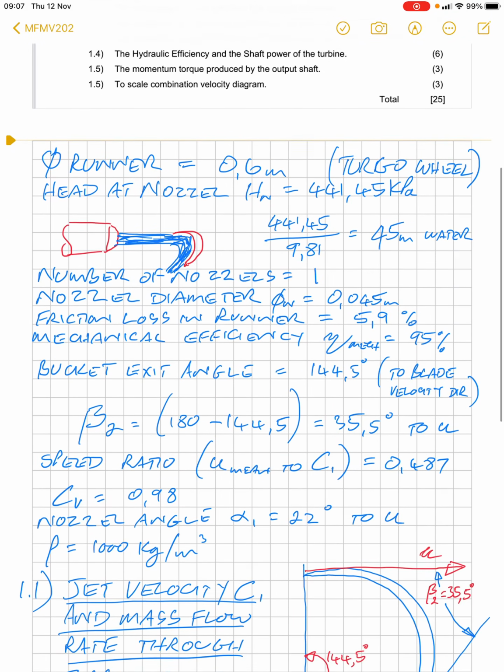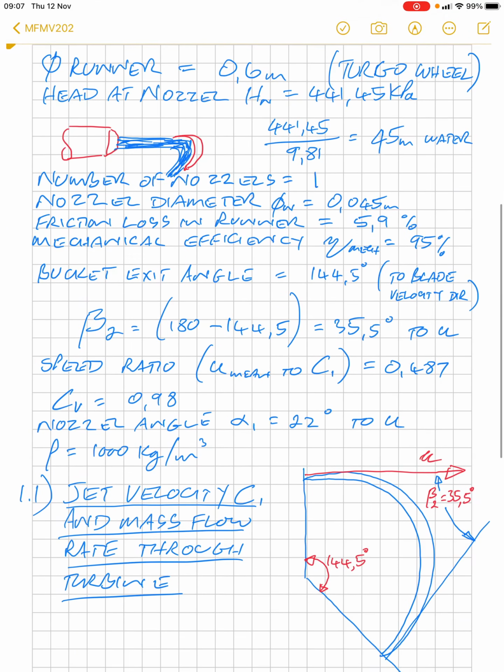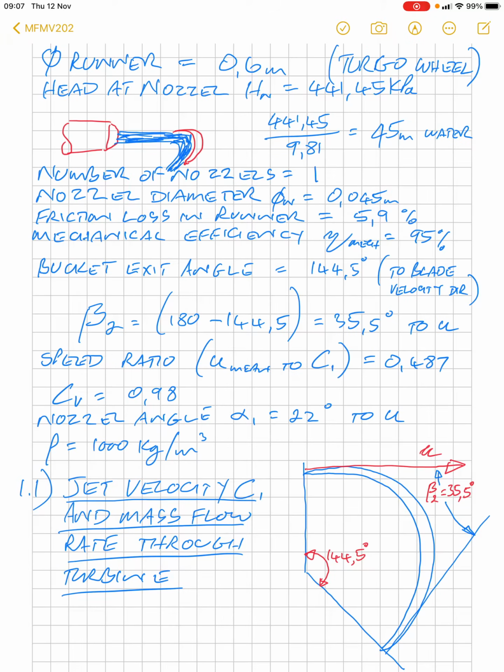So we have a runner diameter of the actual turgo wheel of 600 millimeters. The head at the nozzle is 441.45 kilopascals. So if we convert that into a head of water, instead of pressure, we divide by 9.81 and we get 45 meters of water. We have a single nozzle.